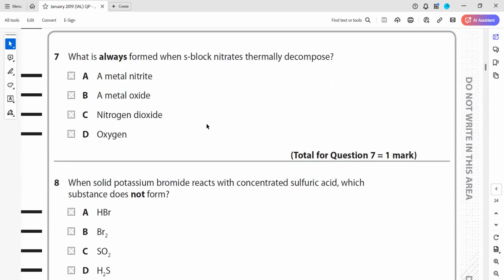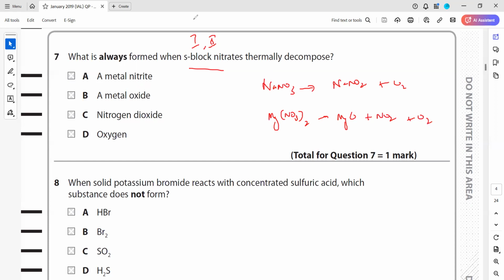What is always formed when S block nitrates thermally decompose? S block nitrate means group 1 and group 2. Whenever a group 1 or group 2 nitrate is heated, what will it form? When we heat sodium nitrate, as a result of thermal decomposition, it gives sodium nitrite plus oxygen. And if we heat a group 2 nitrate, for example magnesium nitrate, it will give magnesium oxide plus nitrogen dioxide plus oxygen.